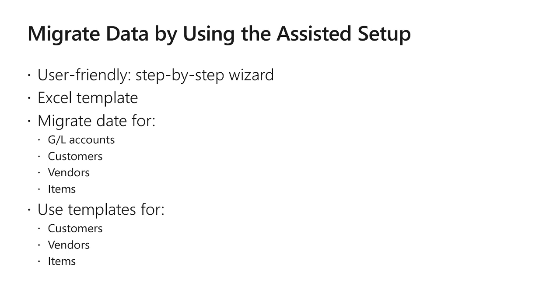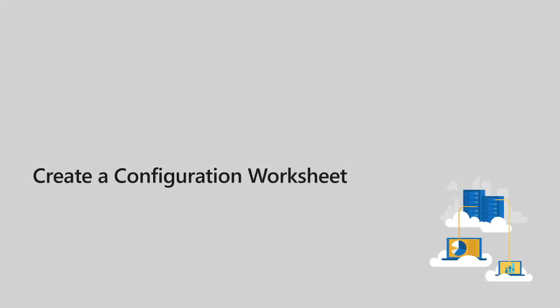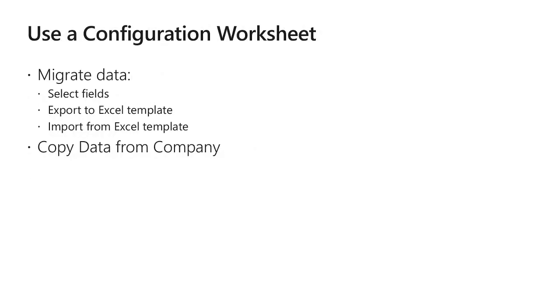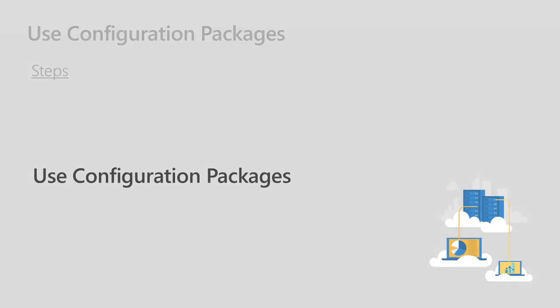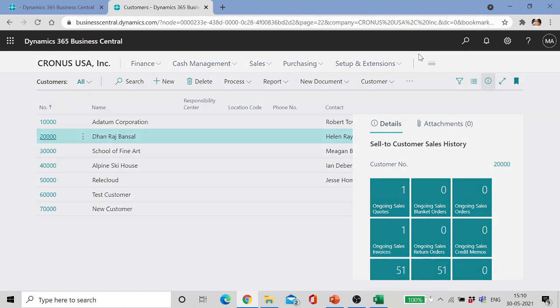Migrate data for GL accounts, customers, vendors, items, use template for customer, vendors, items. I think we have covered these. Create a configuration worksheet that we have seen for the customer table. In this particular case, we did it for only one table, whereas we could have done it for multiple tables as well. From the configuration worksheet, we can create a configuration package also.